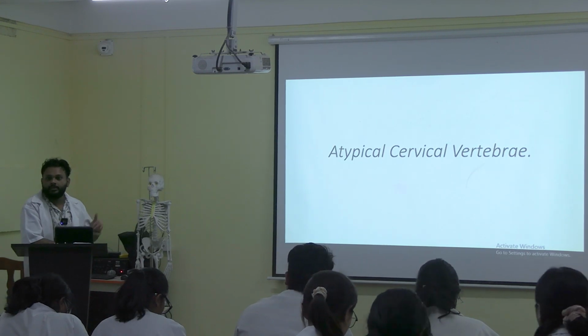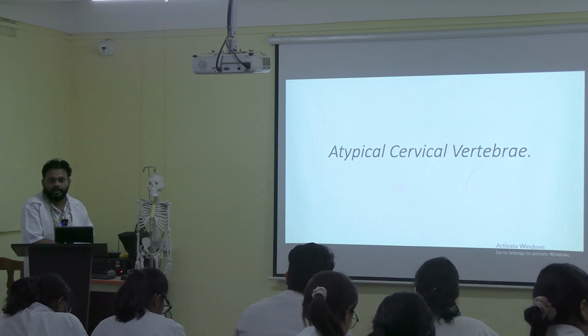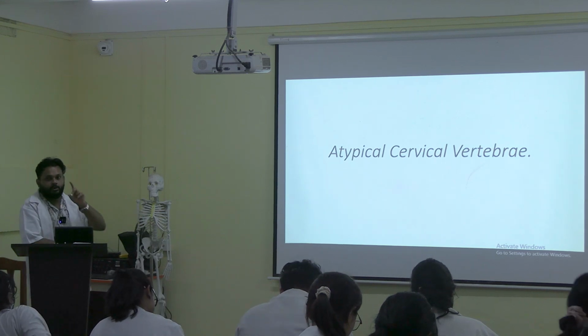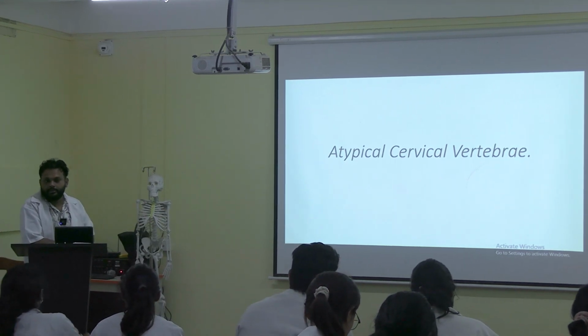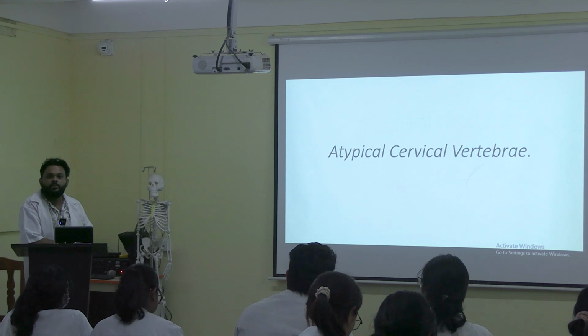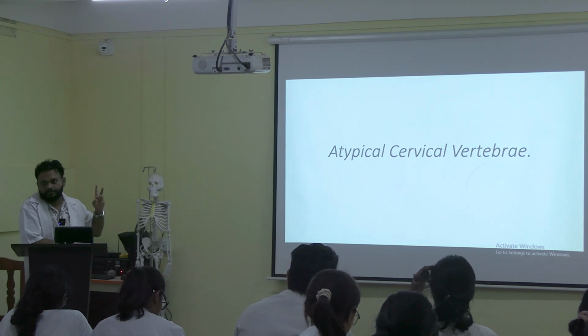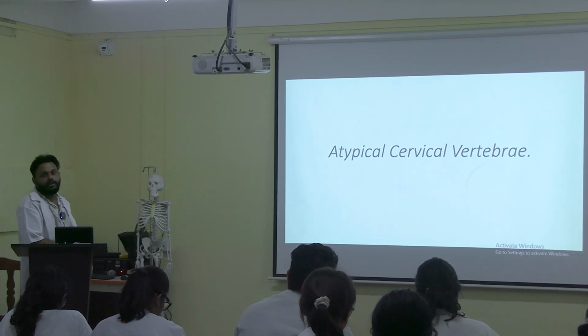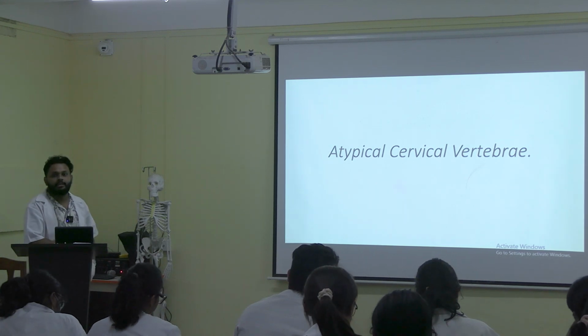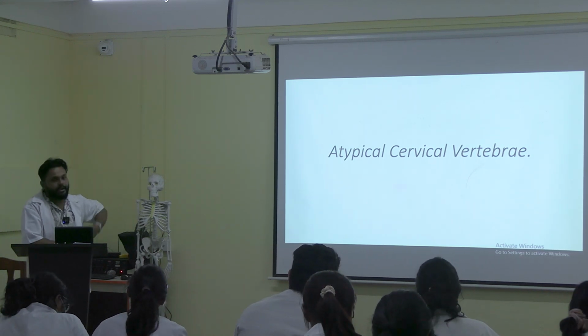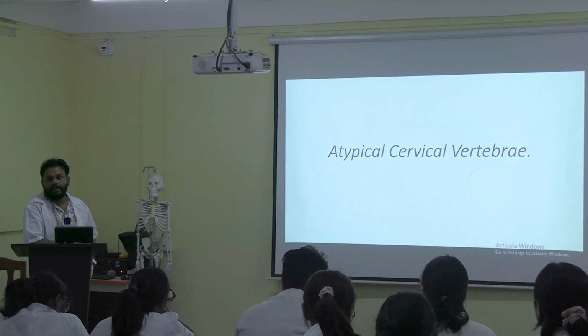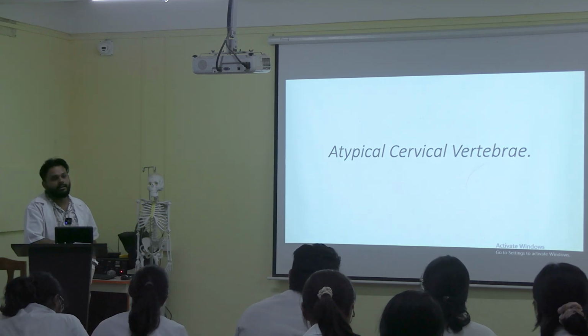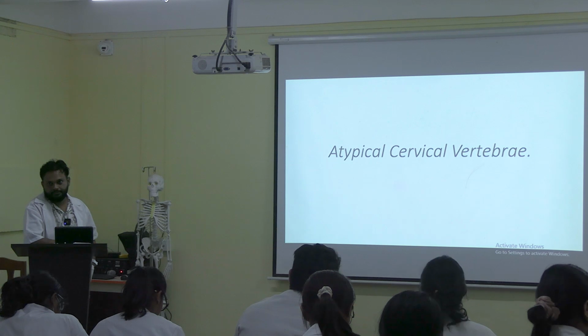Today we will be starting with the atypical cervical vertebrae. My class will be a shorter one because after that you will be having histology class. We will be reading about 3 vertebrae today: C1, C2 and C7. These are the atypical cervical vertebrae. Typical vertebrae will be covered in the next class.